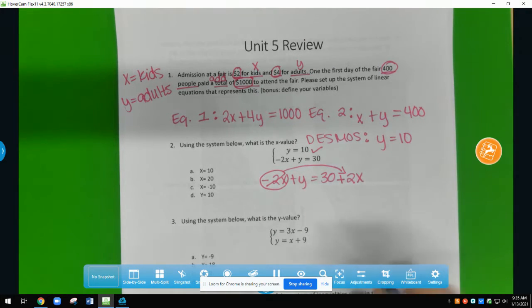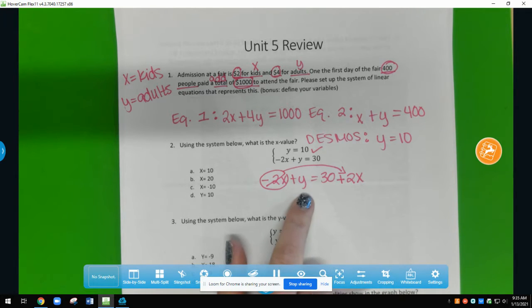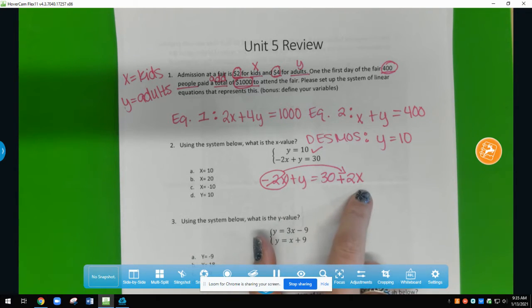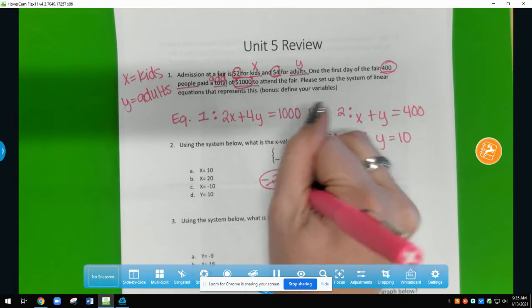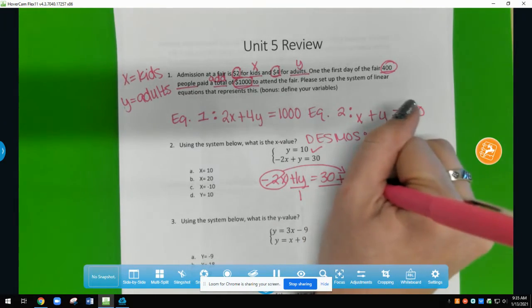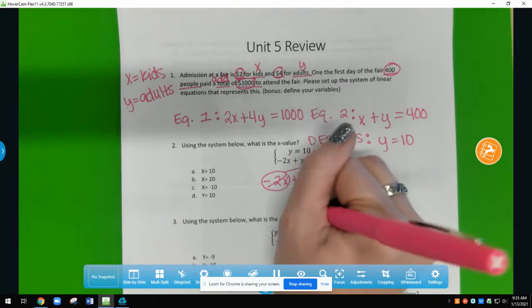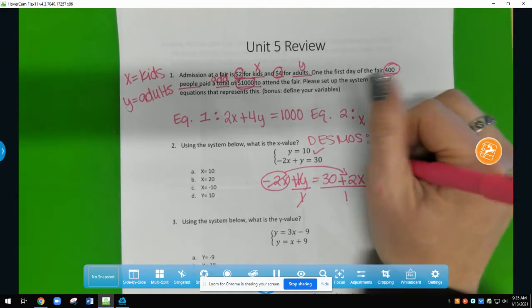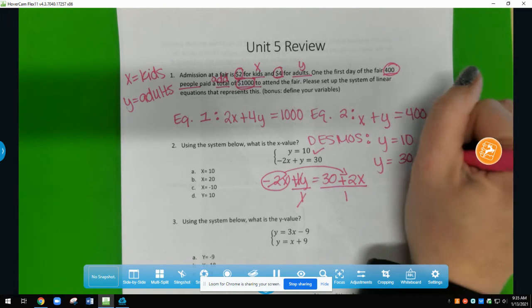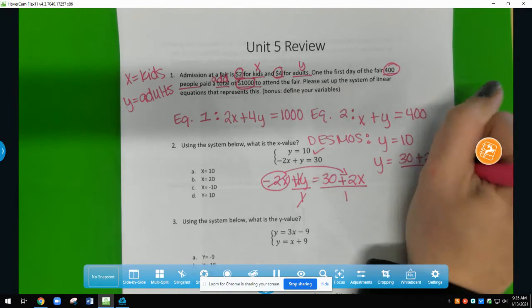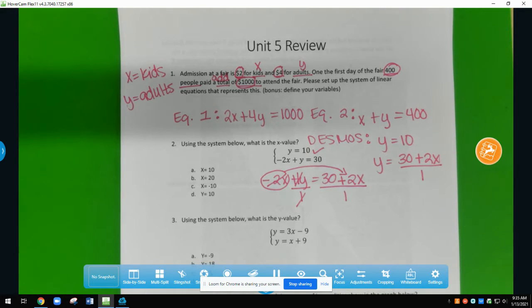So here, it depends on what you see. Since it's a positive y, that can be what we put in Desmos. Or if you need to keep it consistent, divide everything by 1, because we divide by the number in front of y. So we would have y equals the big fraction of 30 plus 2x all over 1.